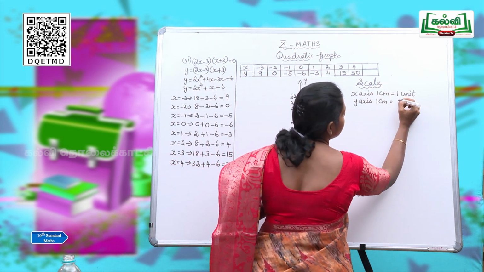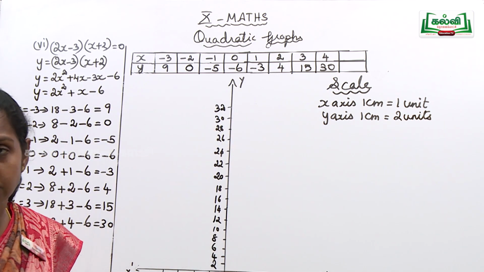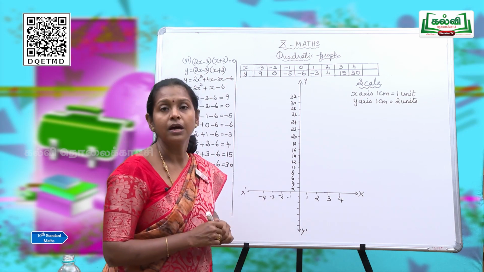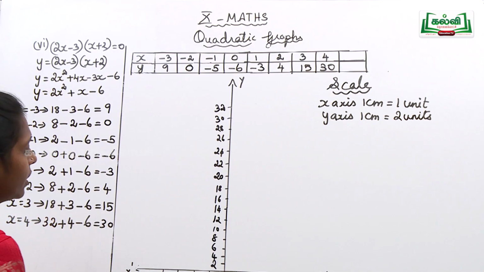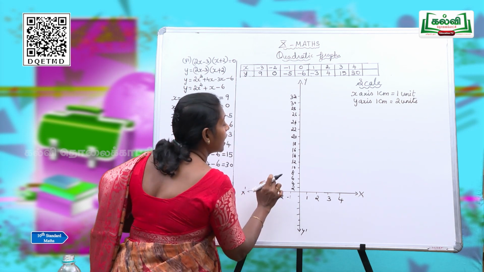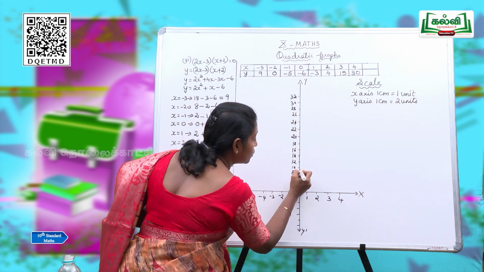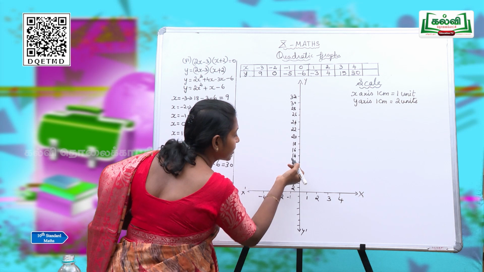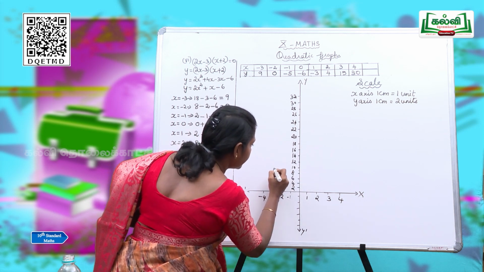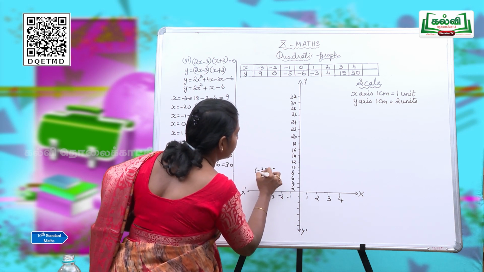So y-axis 1 centimeter equal to how many units now? Correct, 2 units. Right, this is the time to plot the points. What is the first point? Minus 3 and 9. So minus 3 on the negative side of the x-axis and plus 9 on the positive side of the y-axis. You all know that 9 is in between 8 and 10, so it should be straight to 9 and minus 3. So this is the point, minus 3 and 9.